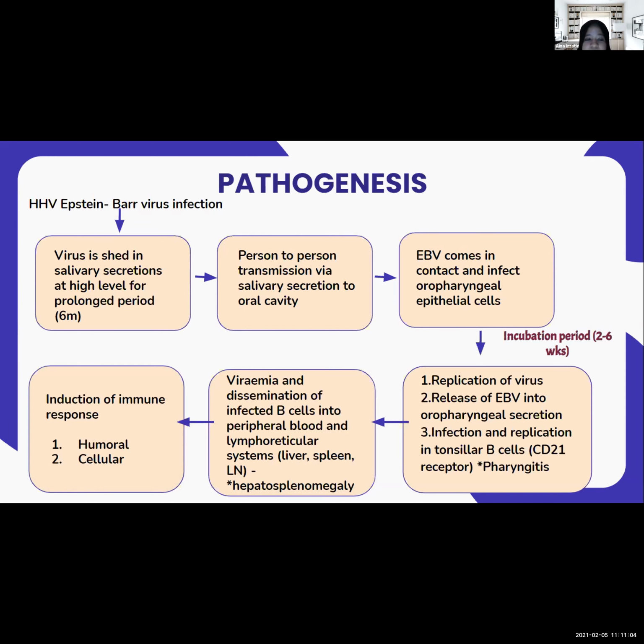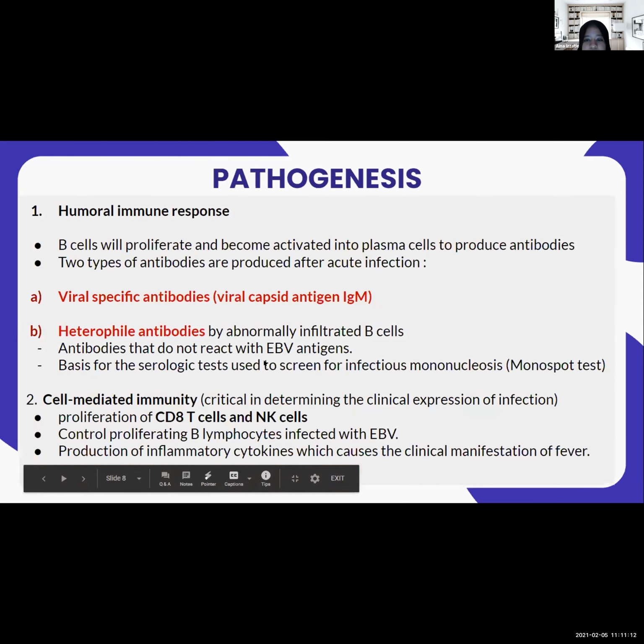The viremia will cause induction of immune response, which includes both humoral and cellular immune response. For infectious mononucleosis, the main signs and symptoms are usually due to the reaction of our immune response. The first one is humoral immune response. When the B cells are activated, they will proliferate and transform into plasma cells to produce antibodies.